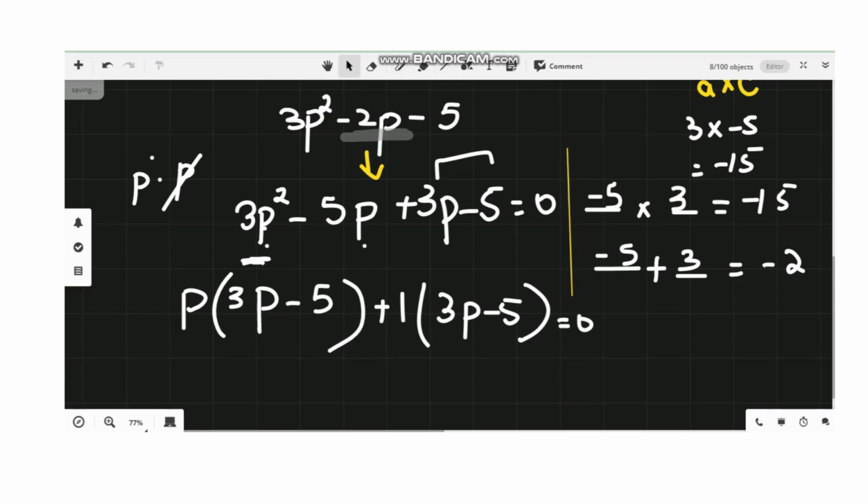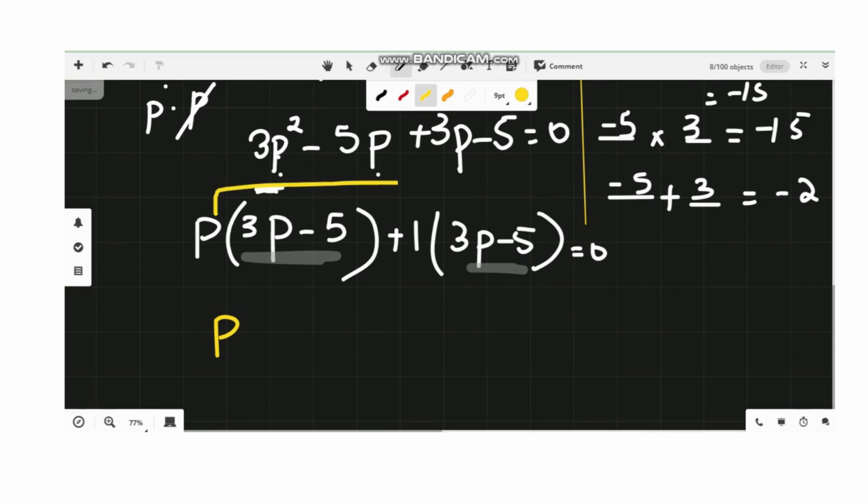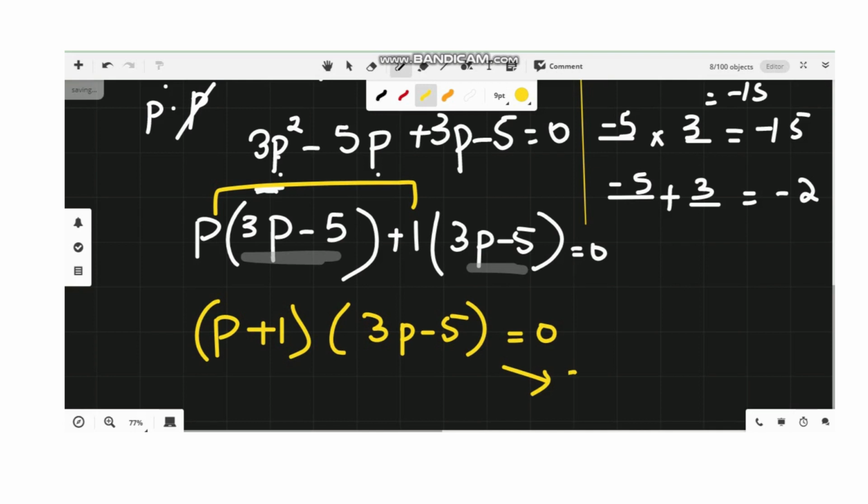So 3p minus 5 equals 0, I got. Now what we will do, you can see that whenever we factor, the term inside the bracket should be the same, and I got the same. This means factoring is right. Then I will make the outer terms a pair, p plus 1, and the one that's repeating inside the bracket, we just write it once. So 3p minus 5. This is our factor form.